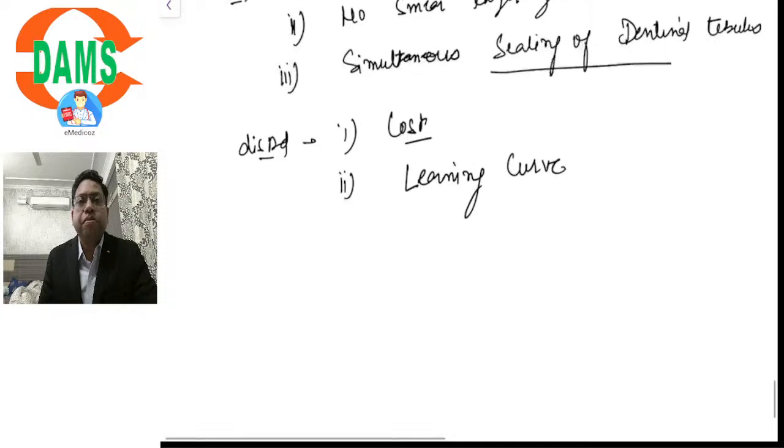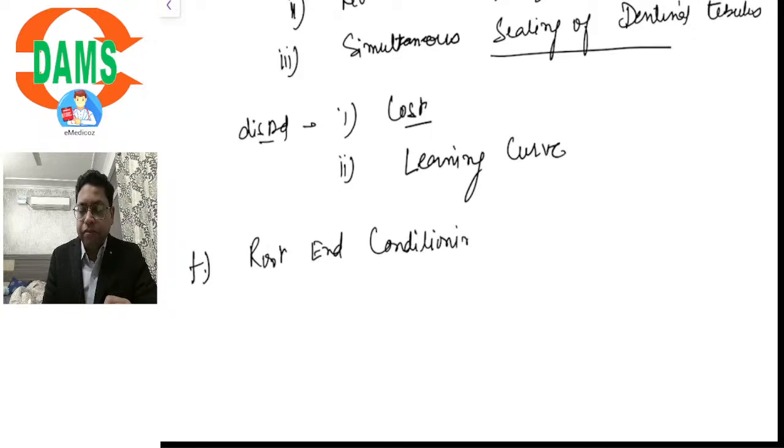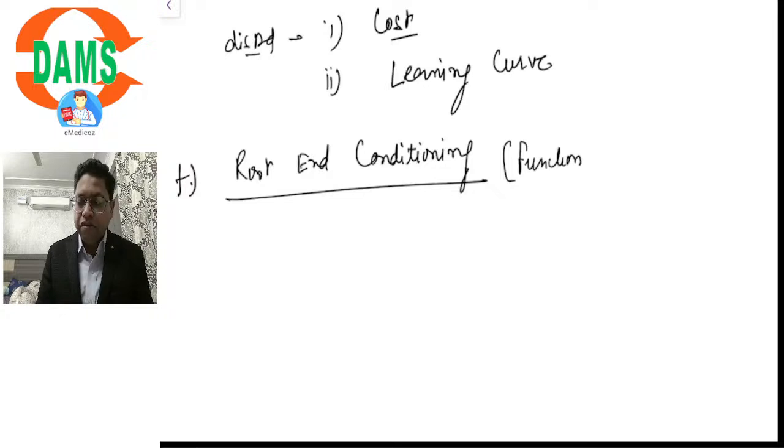Okay, this is how we prepare the root end and tooth preparation. The next step would be root end conditioning. Once the root end is prepared after resection, we do conditioning. Conditioning has two functions. Why do we condition the root end after tooth preparation?